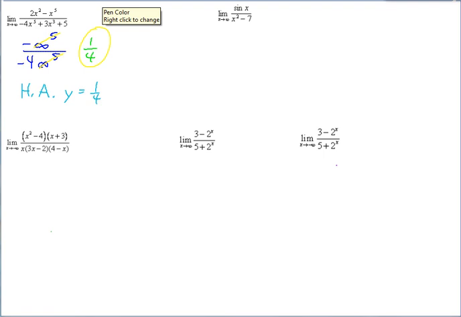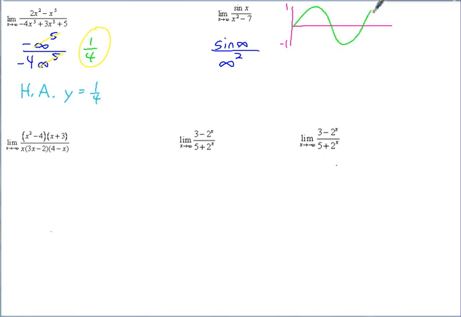Now let's try the next one. We've got sine x over x squared minus 7. So if we have sine of infinity over infinity squared is what's going to matter in the denominator. Well, here you want to think about what the graph of sine looks like. If you remember, the graph of sine basically goes between negative 1 and 1. And it goes like this, to 1, down to negative 1, to 1, down to negative 1. And so it keeps on going forever. Fluctuates back and forth between 1 and negative 1.